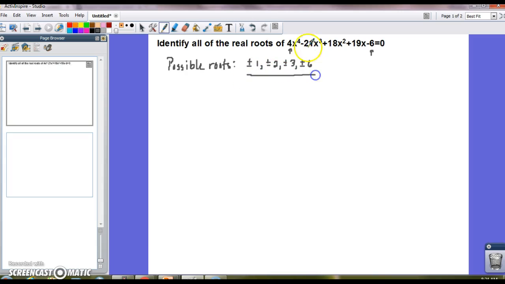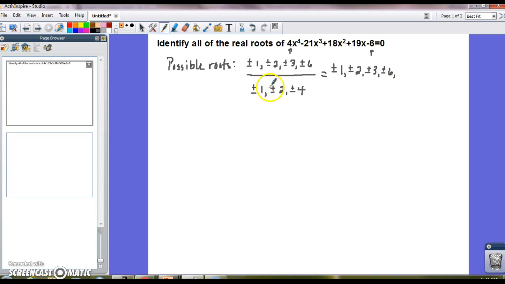And then I have to divide that by all of the possible factors of my leading coefficient. So that would be plus or minus 1, plus or minus 2, plus or minus 4. Now, to figure out all of those possibilities, I need to take all of the possible factors in my numerator and divide them by all of the possible factors in my denominator. Anything divided by 1 is itself, so I know for sure that I might have plus or minus 1, plus or minus 2, plus or minus 3, and plus or minus 6.